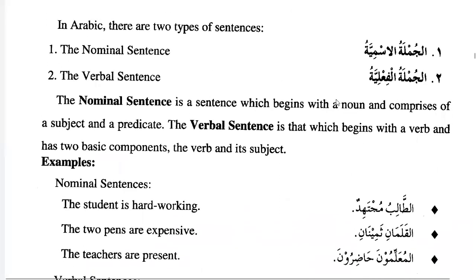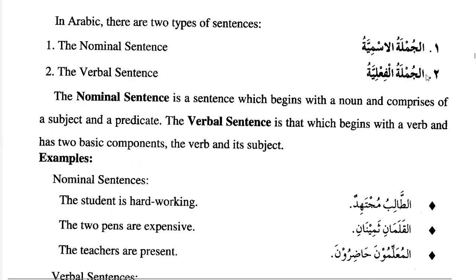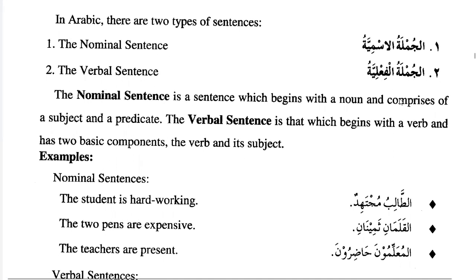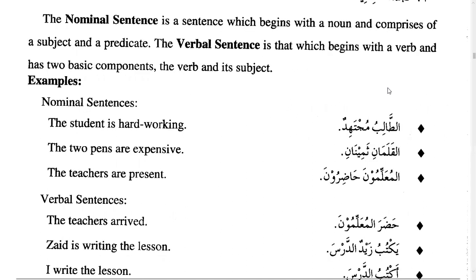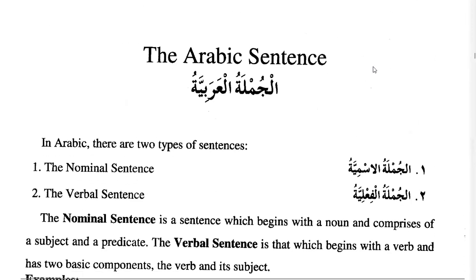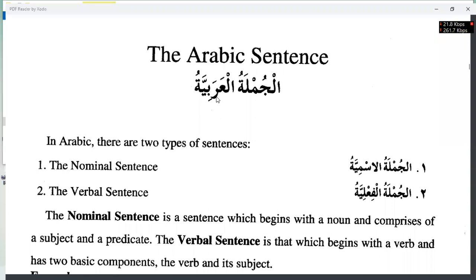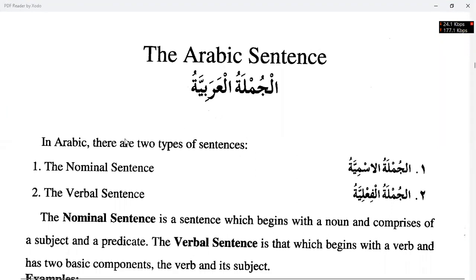Then Jumla Ismiya has two parts. First one is called Mubtada, second one is called Khabar. Mubtada means subject and khabar means predicate. Similarly, Jumla Failiya also has two main parts. First one is called fail and second one is called fail. So you will learn these things here. So the first student is Adiyat.